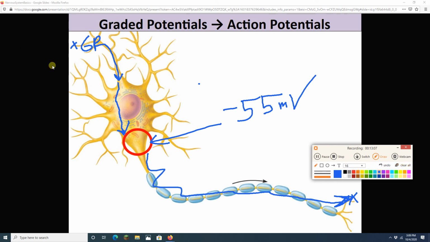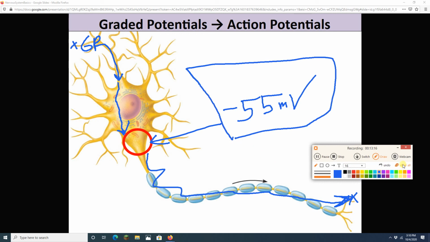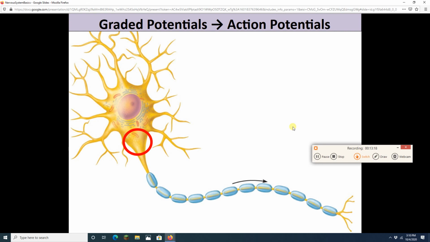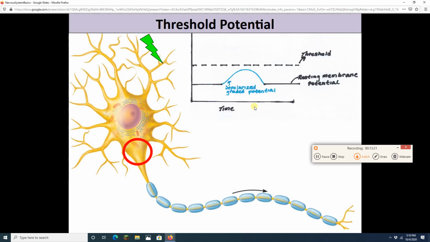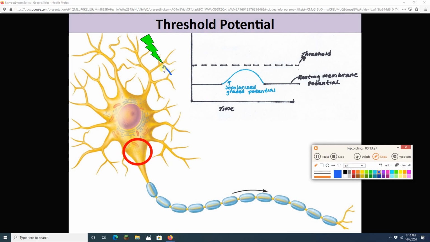Problem is, how's the graded potential going to make it all the way here and stay big enough to achieve that change of threshold potential? That's what we've got to figure out. Okay? So, basic idea is the same here. Let's say we have a graded potential. It starts right here. Neurotransmitters cause sodium channels to open. We depolarize right here, which depolarizes the next spot, the next, and so on and so forth, depolarizing all the way down.